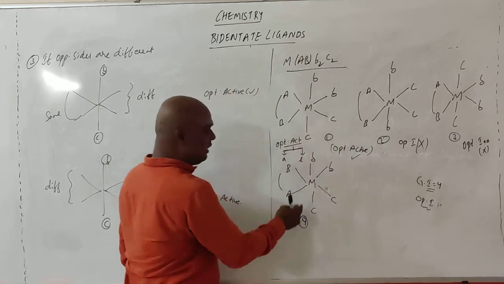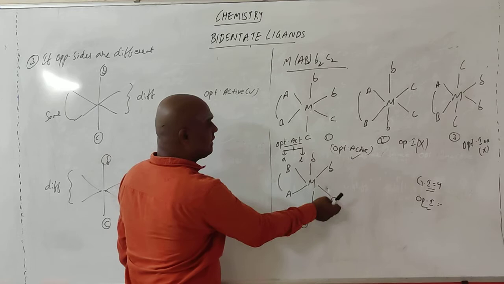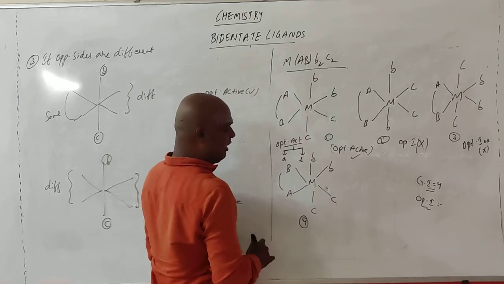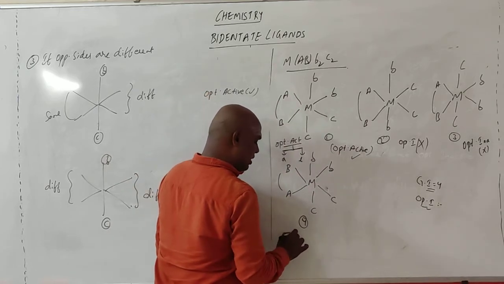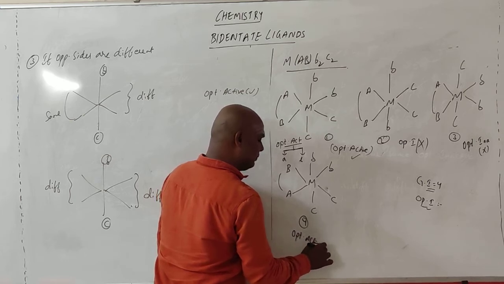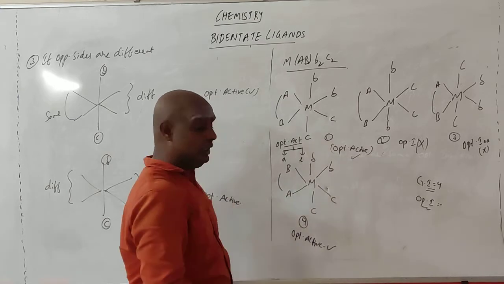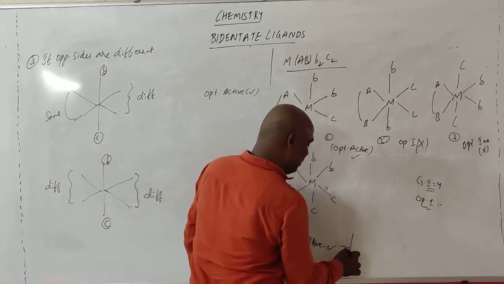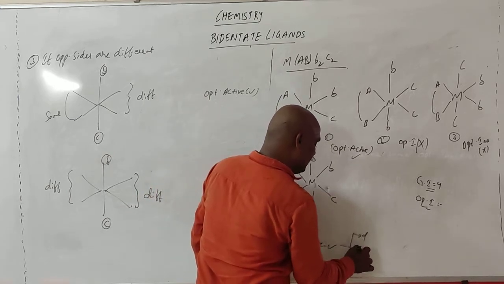So go for this condition. Opposite sides are different. One is different. Sorry, even like maybe flip. This is different. So this is optically active. Right. So again you will be here. Two forms. One is D, one is A.